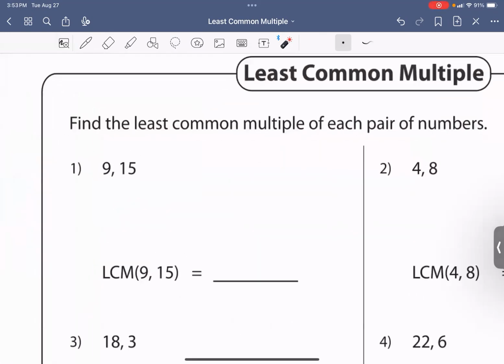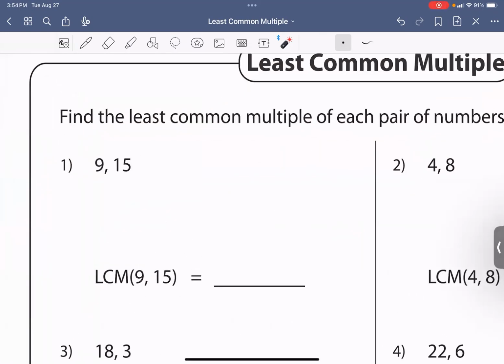Let's do some practice problems here. So let's find the least common multiple between 9 and 15. So 9 and 15. And I start out with the smaller number, because the smaller number is going to have to catch up to the bigger number. Think of it as a race where the numbers have to meet each other at some point.